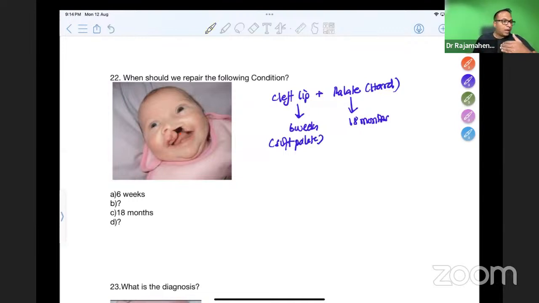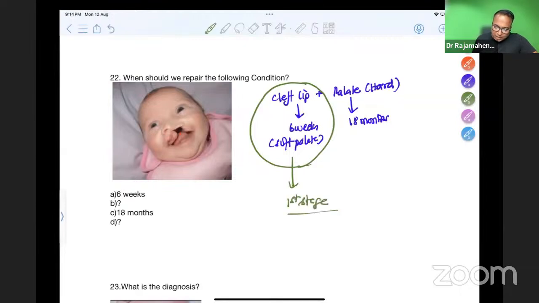Many of you have not understood the concept. So cleft lip plus soft palate should be done; the first stage operation should be done at 6 weeks. Then only can the baby go for feeding. Otherwise, there will be a problem in feeding. They can aspirate, and nasal regurgitation will happen. Therefore, to keep the mouth around the breast and suck the milk, the baby needs closure of the lip. Otherwise, the baby cannot suck the milk. Therefore, by 6 weeks, I should operate the cleft lip.